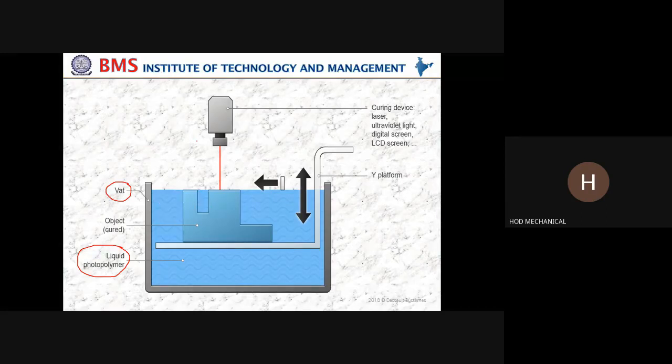At that moment, you have what is called a jet. What is this jet? This is a curing device. That is a light, either a laser or ultraviolet, that you are going to pass through. So you are going to pass ultraviolet light, or you are going to pass laser light. Now the fundamental is what? When light falls on the liquid resin, it is converted into an object.